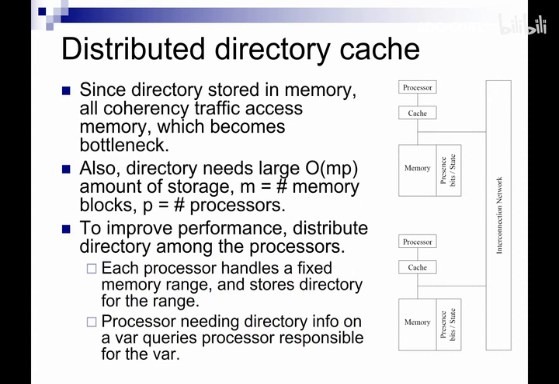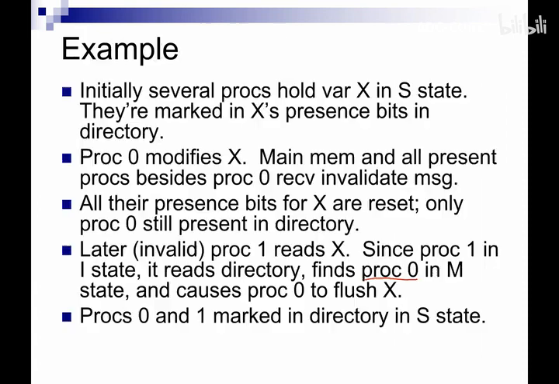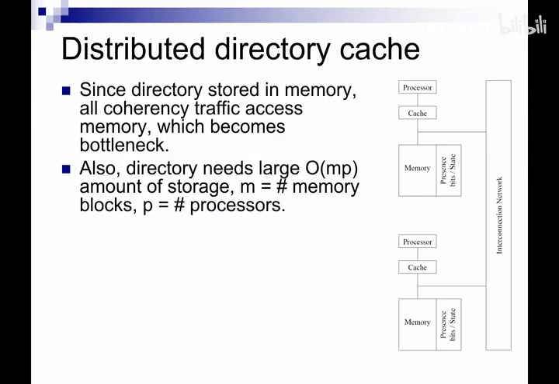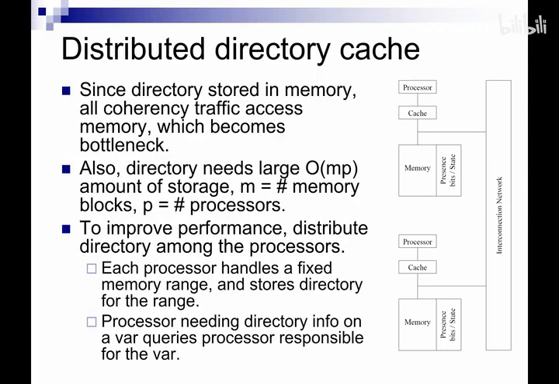Now we want to improve the performance of the directory, and we can do that by using a distributed directory. Previously we had a centralized directory, because all of the processors accessed this single directory. For the distributed directory, we take this directory and split it into multiple parts and assign the different parts to different processors. Each processor has a part of the memory, and it has all of the presence bits for that chunk of memory it's responsible for.